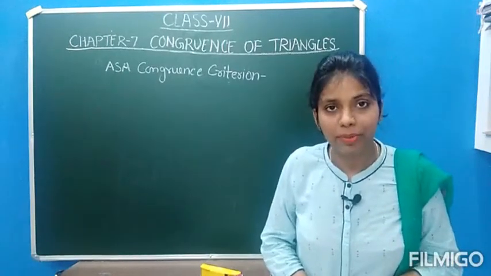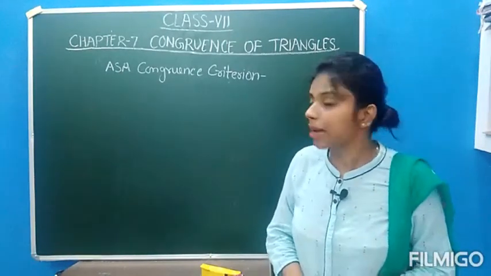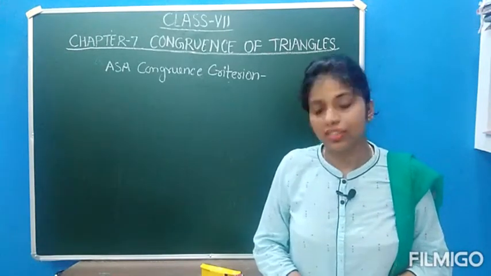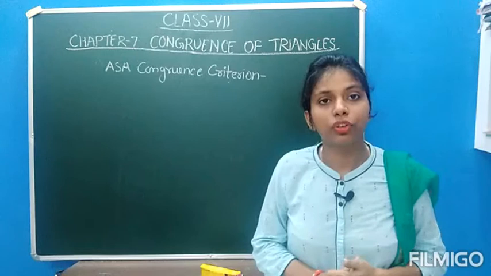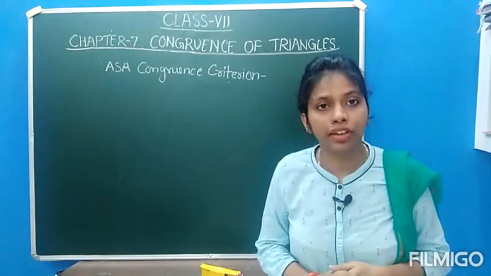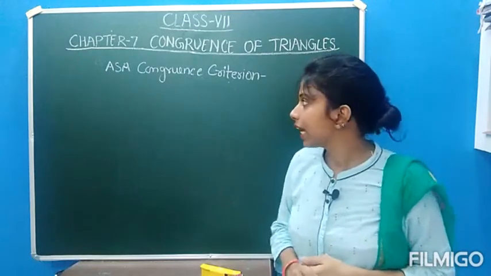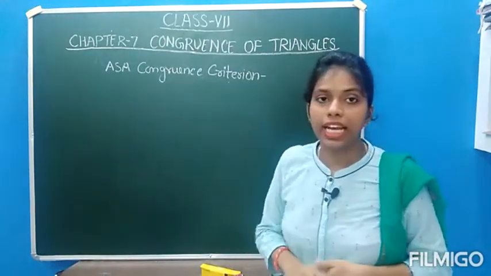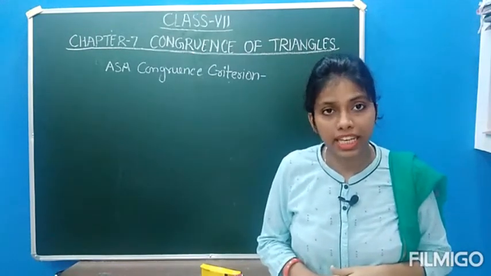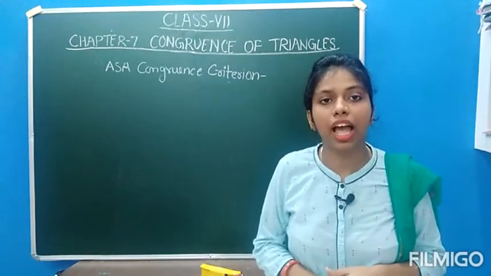Hello children, welcome back. So again we're going to discuss chapter 7 of class 7, that is congruence of triangles. In this video we're going to discuss the third criterion to see whether two triangles are congruent or not. This criterion's name is ASA. The full form of ASA is angle side angle.